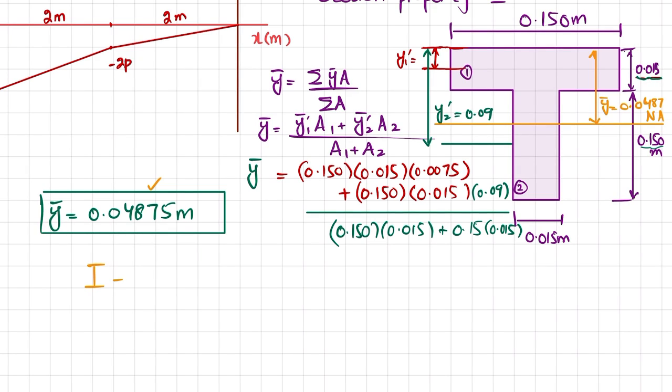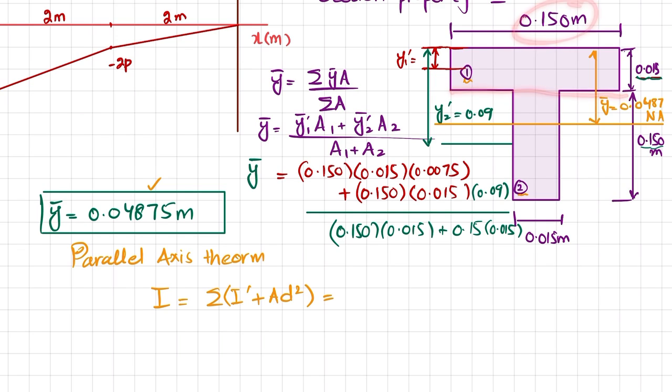Now you have this y, so you will be able to find the I about the neutral axis. So I is equal to 1 over 12 BH cube. Generally, but you can see here there are two members, plate 1 and plate 2. So we will use the parallel axis theorem to calculate the I. And the parallel axis theorem is sum of I dash plus AD square. Clear? So for member 1, this is its breadth, which is 0.150, and height is 0.015. So I will write 1 over 12, breadth 0.150 and height 0.015 cube, 1 over 12 BH cube plus AD square.